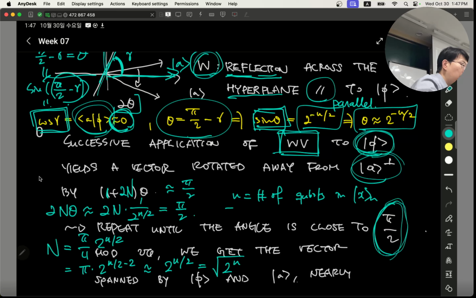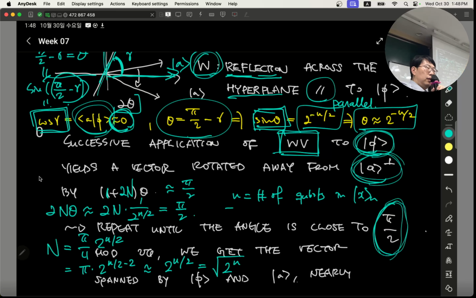Large n? That's the number of operations you have to apply to the ket phi in order to make it a pi over 2 angle between phi and A perp. So our purpose is to rotate our ket phi by applying this VW operator. So n is the number of times that you have to apply the operator in order to get the desired state.